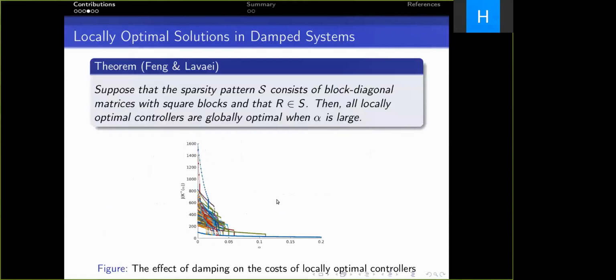How good are the optimal controllers with positive alpha? Under assumptions on the sparsity pattern of the controller and on penalty matrices, we prove that when alpha is large, even though the problem is non-convex, all locally optimal controllers are globally optimal. This figure plots the costs of locally optimal controllers against the damping parameter alpha. For large alpha, there's only one curve.